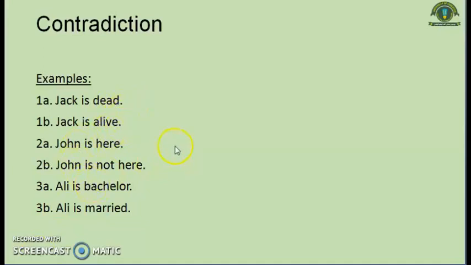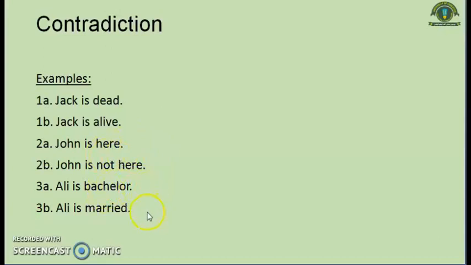So here is another example. John is here. John is not here. So if one says that John is here, then it means that he is here. It is true. But when on the other moment he says that John is not here, then it means that he is giving contradictory statements. So he is lying. So this is an example of contradiction.